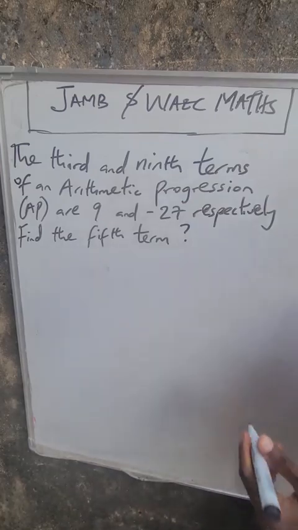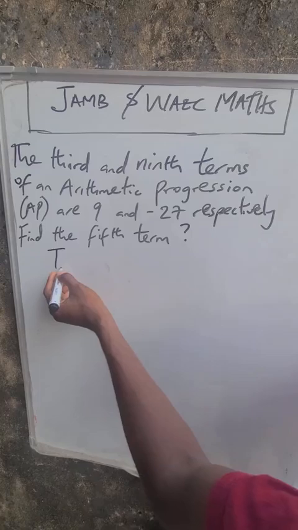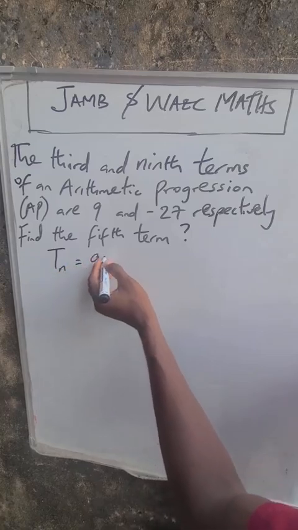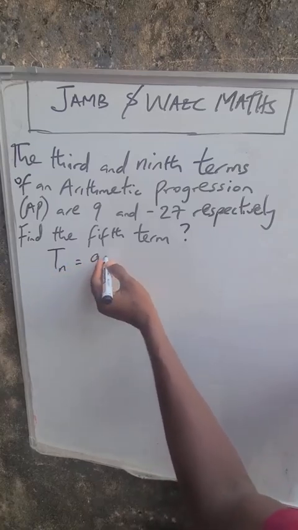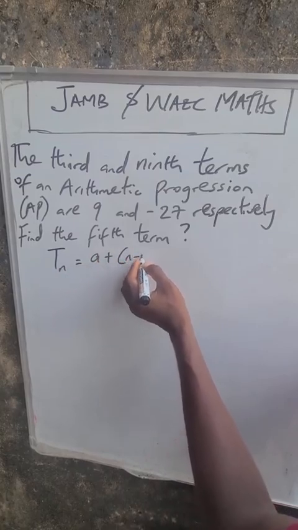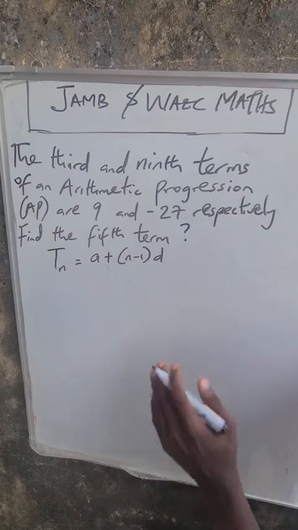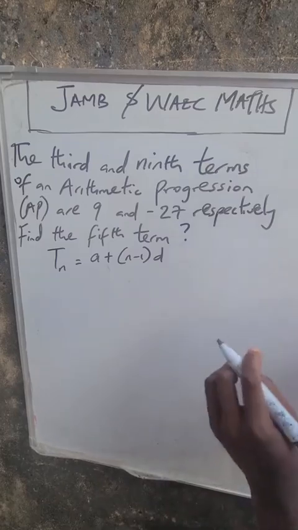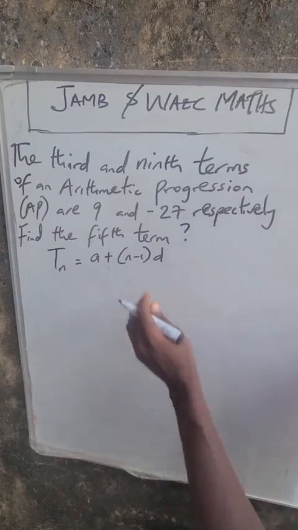Now watch this. In an arithmetic progression, the nth term of a sequence is given by t sub n equals a plus n minus 1 d. This is called the nth term of an arithmetic progression, an AP. This is the nth term.